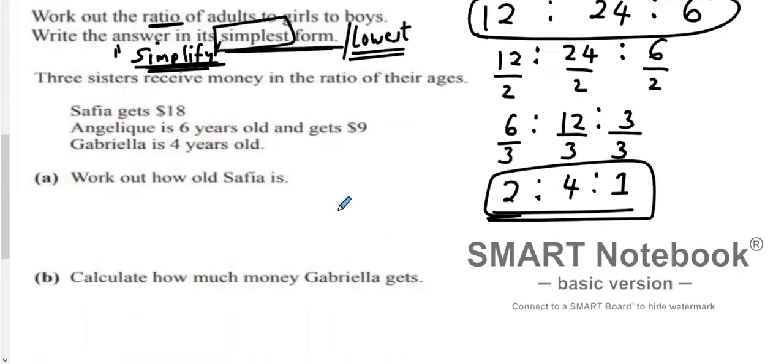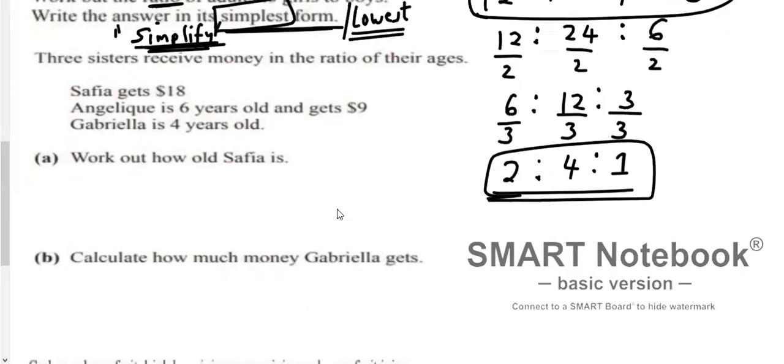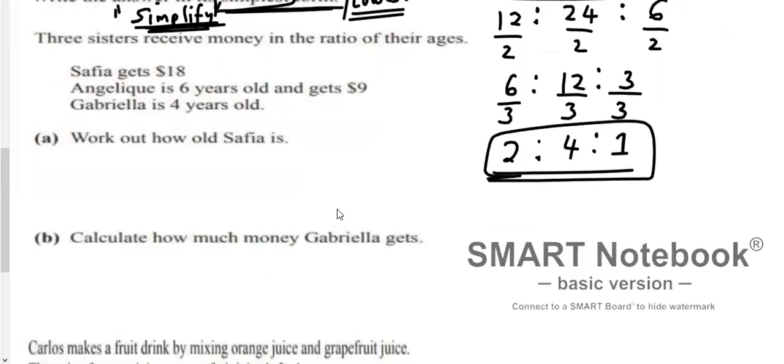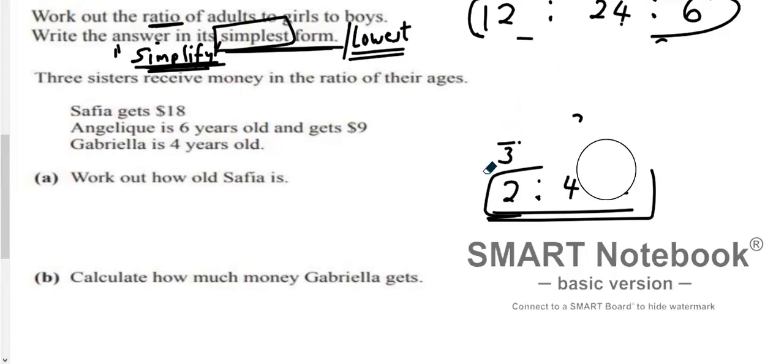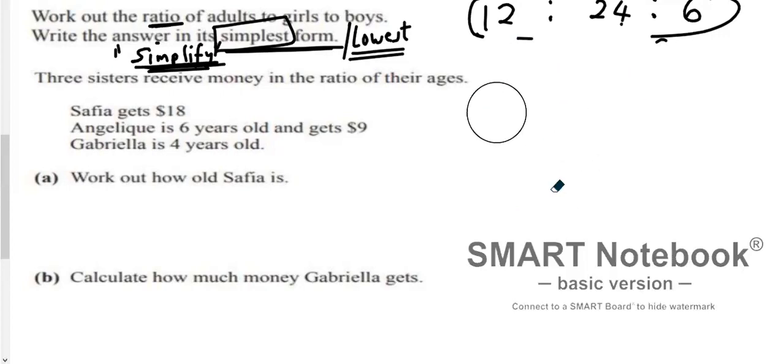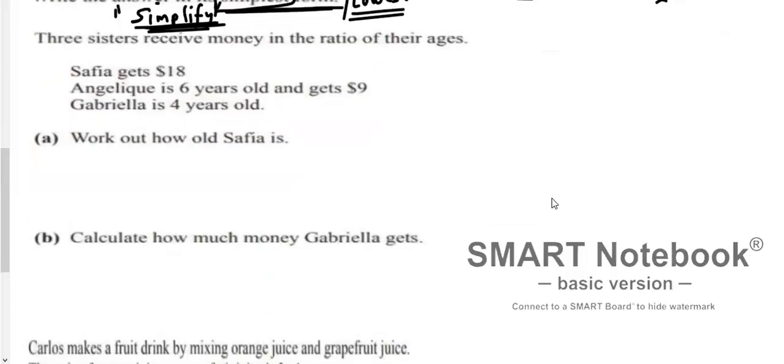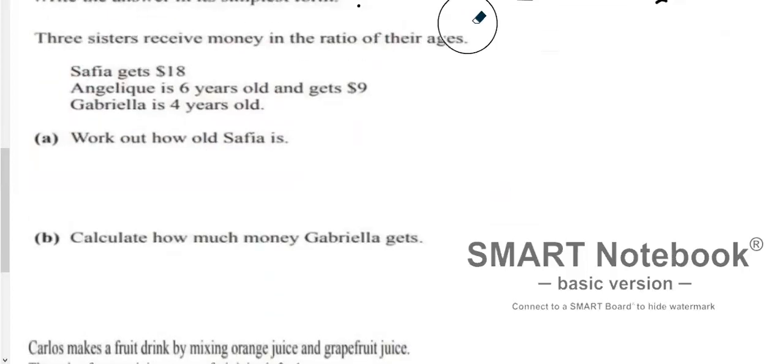3 sisters receive money in the ratio of their ages. Oh, okay, we have 3 sisters who receive money in the ratio of their ages. So let me try to erase this and move everything here. Okay, so here we go.